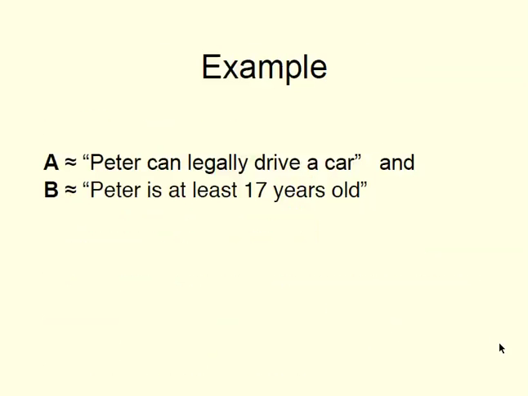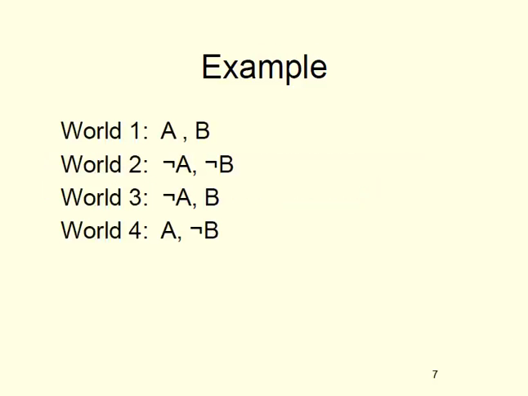So let's now focus on this example. We have the two statements. The propositional variable A corresponds to the statement Peter can legally drive a car. The propositional variable B corresponds to the statement Peter is at least 17 years old. So we have the 4 different worlds. We can also express them like this. In the first world, A and B are true. In the second world, not A and not B are true. In the third world, not A and B are true, and in the last one, A is true and not B is true. So these are the 4 different worlds we have to consider.